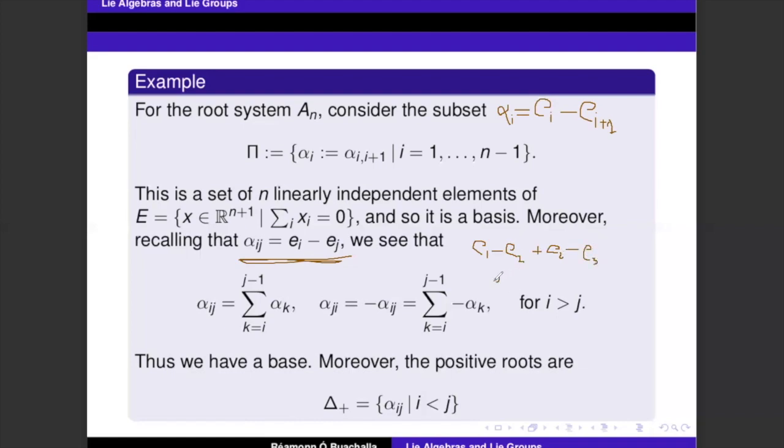Okay, so this is alpha 1. This guy here is alpha 2. Well, the two E2 terms cancel, and then I'm going to get E1 minus E3. If I just keep on doing that, then I can get any alpha ij such that i is less than j. We just need to go from i up to j minus 1.